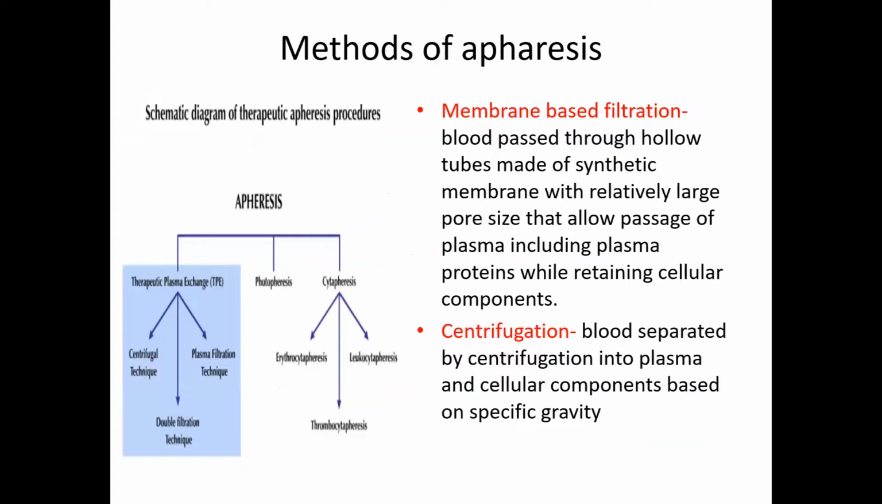Regarding the mechanism of therapeutic plasma exchange, what are the methods of apheresis? Mainly there are two methods. One is the membrane-based method and another is the centrifugation method. So what is the membrane-based method? Here the blood is passed through hollow tubes made of synthetic membrane with relatively large pore size that allow passage of plasma, including plasma proteins, while retaining cellular components. And in the centrifugation method, blood is separated by centrifugation into plasma and cellular components based on specific gravity.